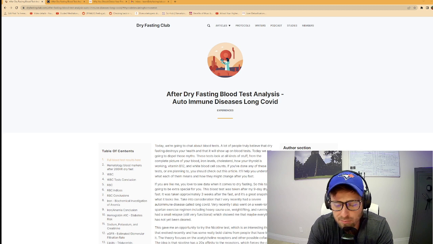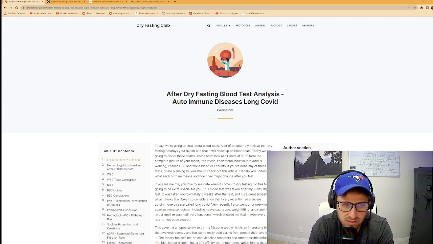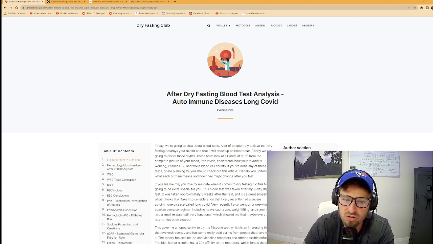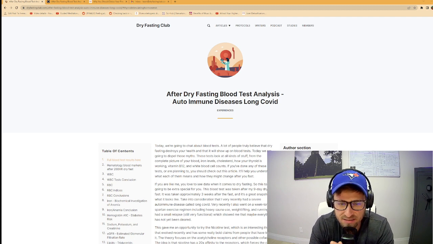When should you take a blood test after a dry fast? This is an important question. A lot of people take the blood tests too early after a dry fast. So if I were to put a number on it, ideally you are taking a blood test 1 month or more after a dry fast. So it's important to notice that I actually took it a little bit early at 3 weeks.